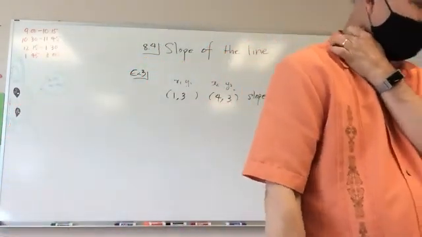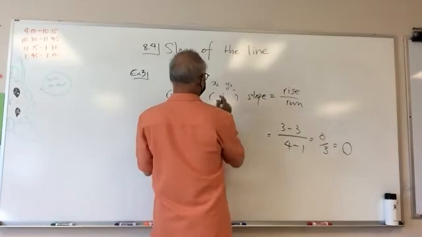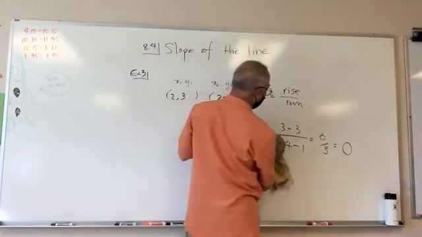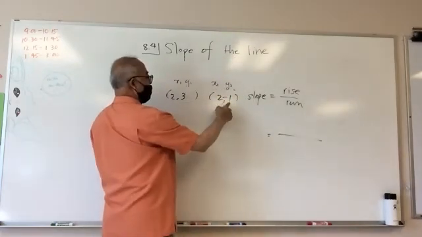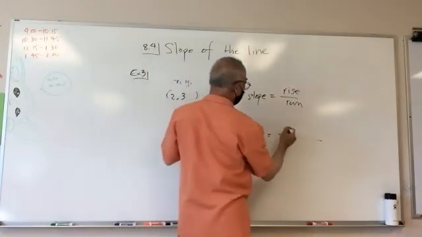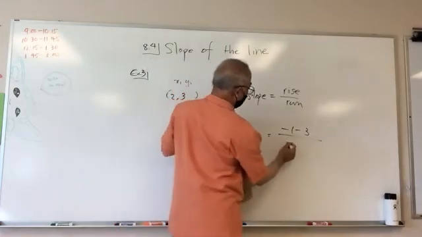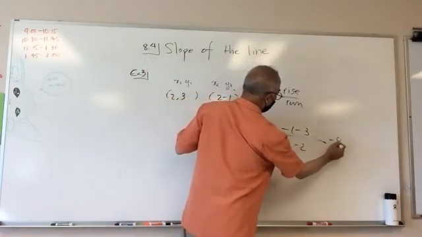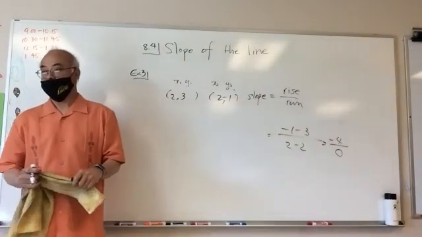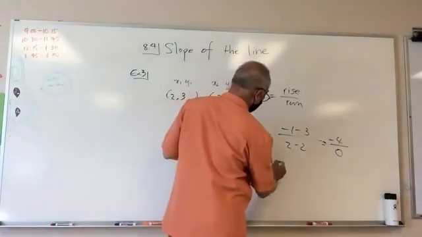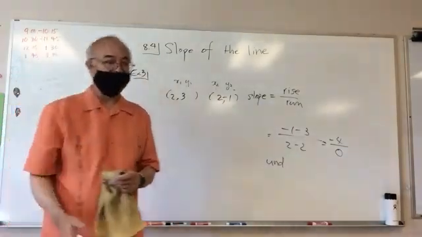And B, we have 2, 3, and 2, negative 1. So my rise is going to be negative 1 minus 3. My run is going to be 2 minus 2. Negative 4 on top, 0 on bottom. I am not allowed to divide by 0. So this would be an undefined slope. Straight up and down, vertical.